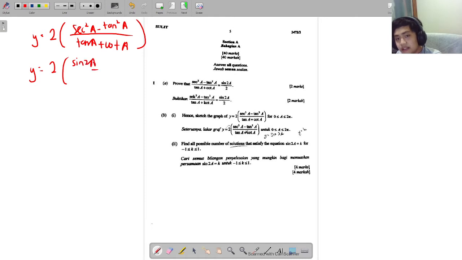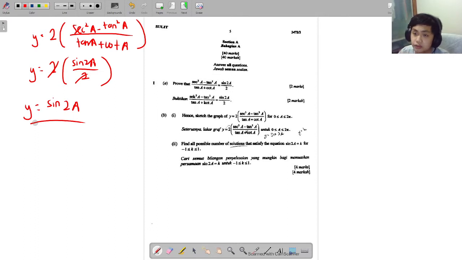So we're going to simplify it by writing in the y equals sine 2a over 2 substitution. So here we can cancel out, so we have the graph y equals sine 2a. They gave us the domain, which is from 0 to 2 pi, essentially just 0 to 360 degrees. So they asked us to sketch the graph. So this is a pretty okay sketch.